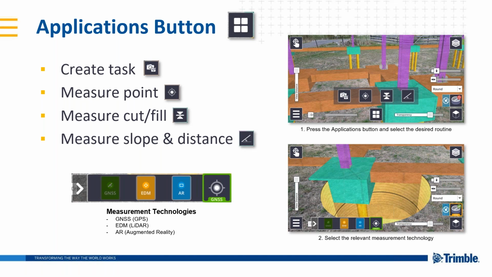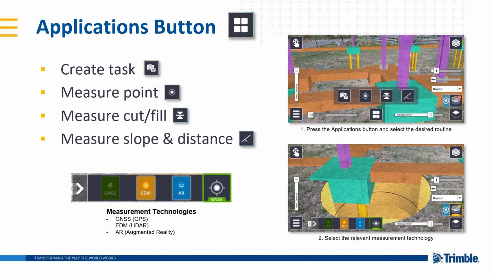Measure cut and fill: if you have a terrain model in your data set, you can select to measure the cut and fill, and the point that you measure will give you the cut and fill relative to the design surface at that point. And then measuring the slope and distance, I think of that as measuring the relationship between two points. That routine will guide you through the measurement of two different points, and then it will give you the slope and distance between them.